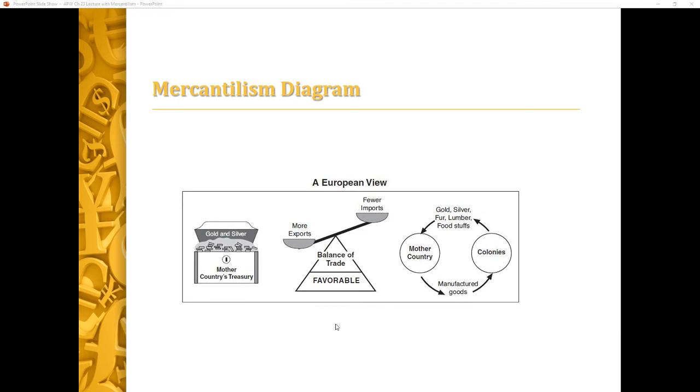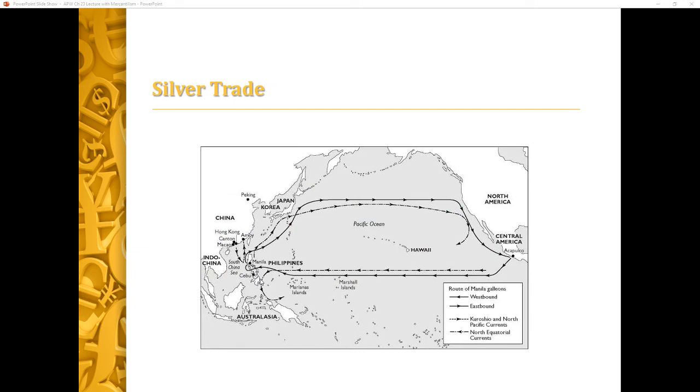So here's another way to look at it. Again, the European view: you need as much gold and silver as possible. You need to have more exports. You need to sell things to more countries than you're taking in. And you also need to have this set up with your colonies where they're providing you raw materials, and then you're selling manufactured goods back to the colonies and to your other rivals.